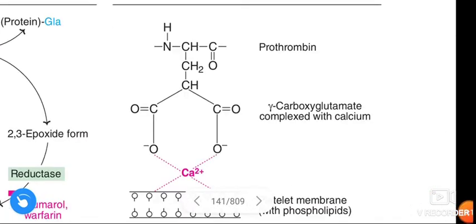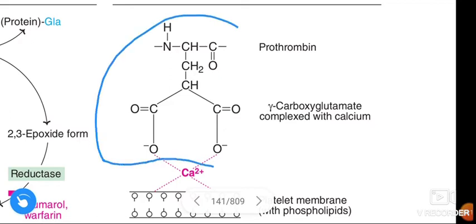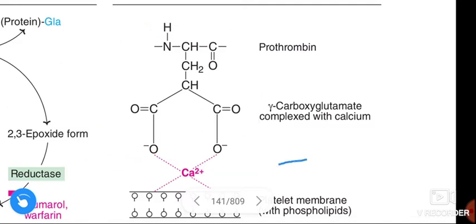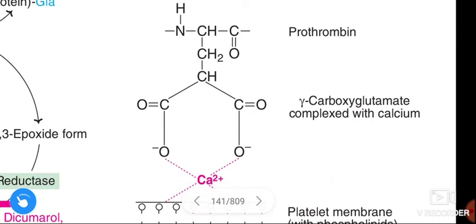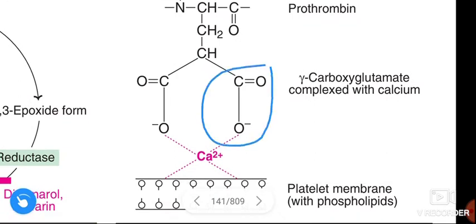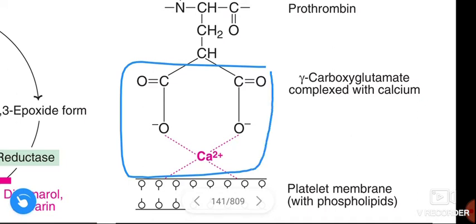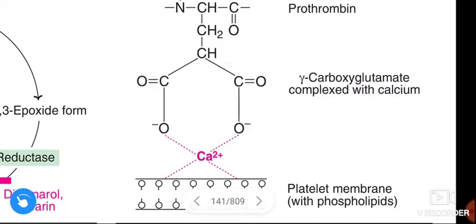See this reaction, up to here. This is the gamma carboxyglutamate, and this gamma carboxyglutamate contains the COO minus, which is negatively charged. This negative charge combines with the positively charged calcium ion, minus one here and plus two.